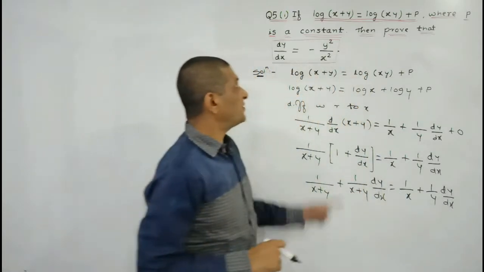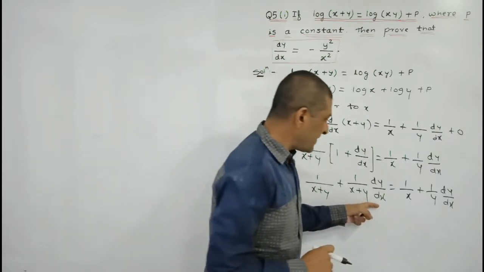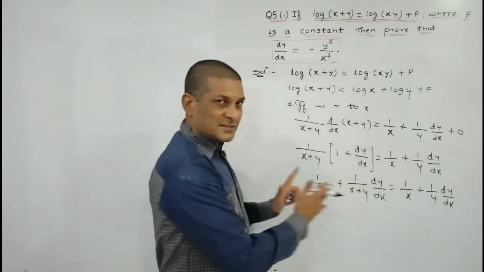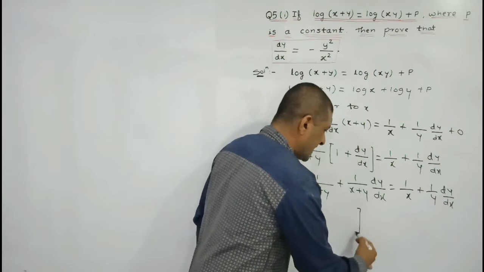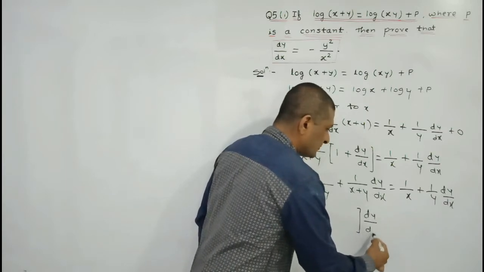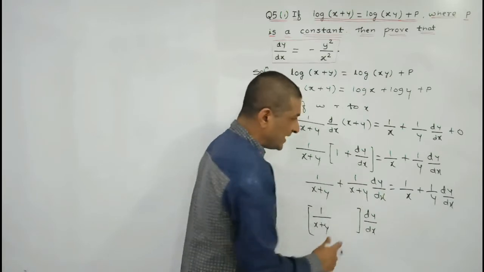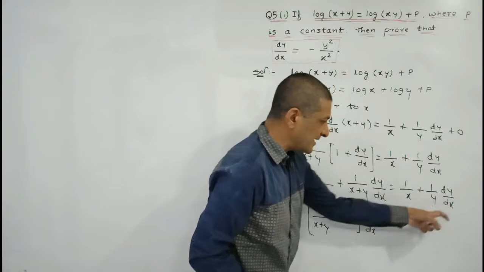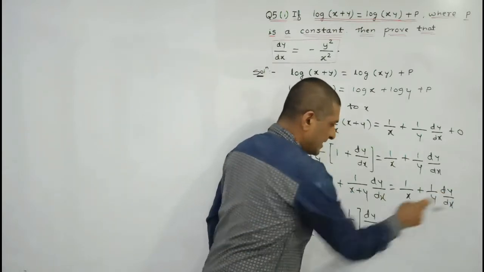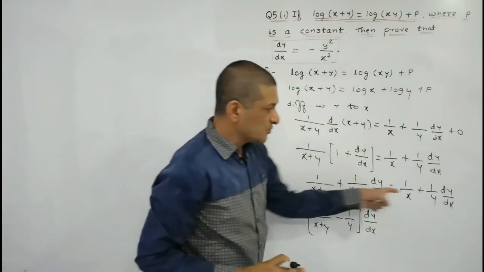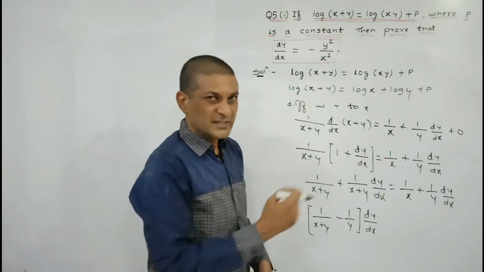Now since we have to find the value of dy by dx, first collect the terms of dy by dx. How many terms of dy by dx are there? 2 terms. We are collecting the terms of dy by dx on the left hand side. We are taking dy by dx common from these 2 terms. Here its coefficient is 1 upon x plus y, and if you observe this term, it is plus, so on this side it will become what? Minus. So minus 1 upon y, and dy by dx we have taken common from these 2 terms. Now write down the remaining terms on the right hand side.